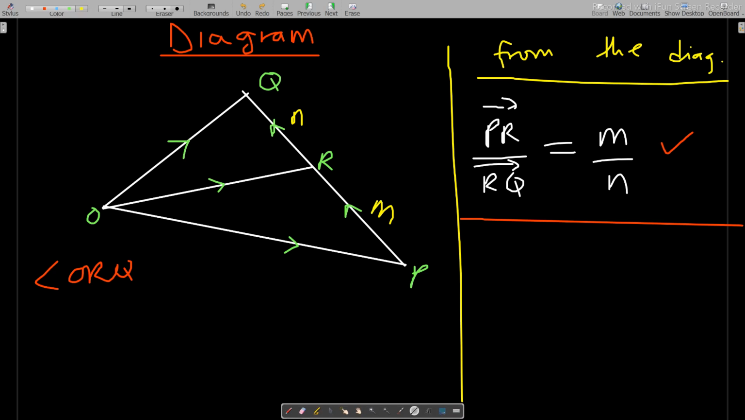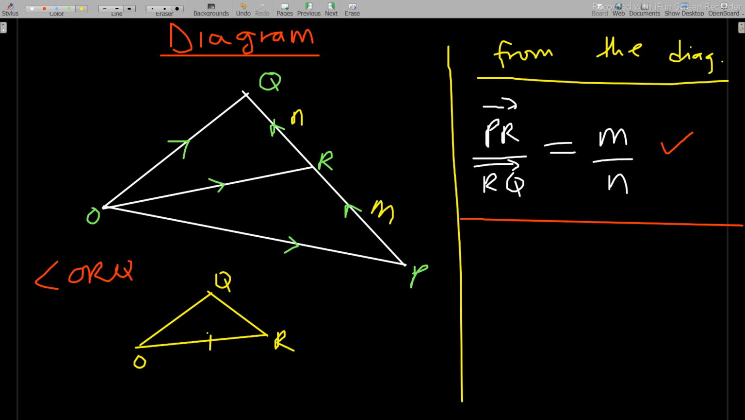So the triangle is like this, this and this. I have my O here, my Q here, and my R here. This is how the arrows look like. I have it here, and I have this one here, and this one also going that way.